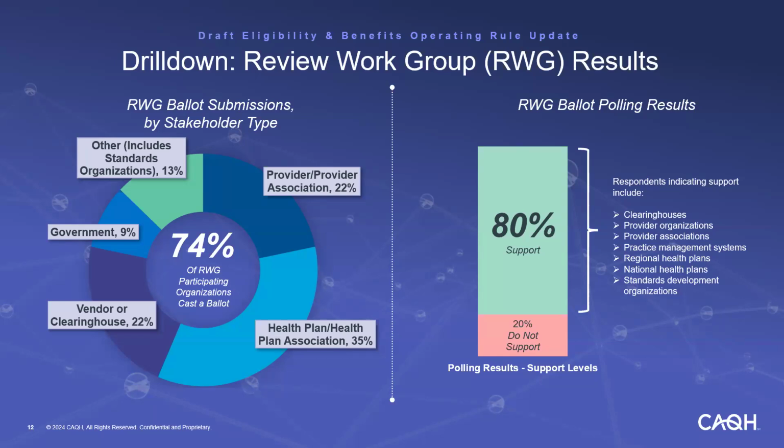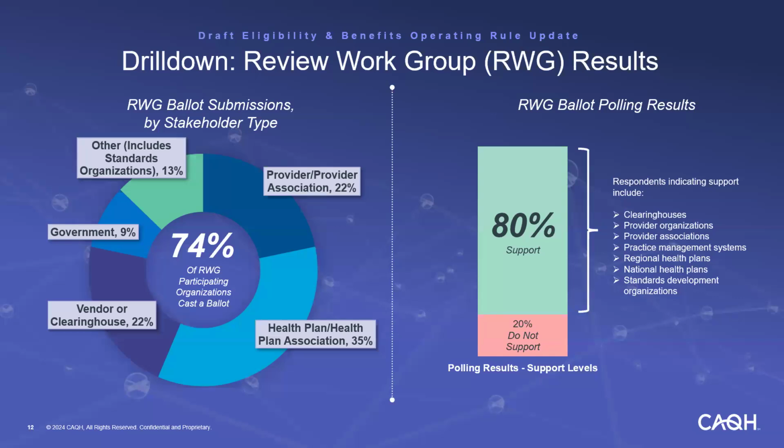The support came from a diverse range of organizations. That's clearinghouses, provider organizations, associations, practice management systems, all items that you can see on the right side of the page. Looking back, Bob outlined it a little bit at what got us to this point of the rule development process.